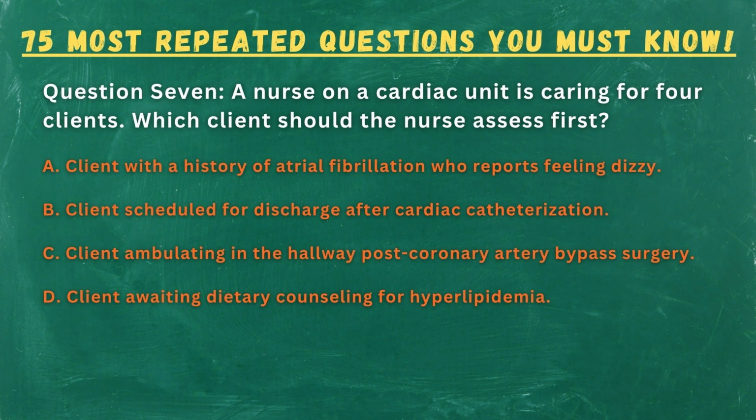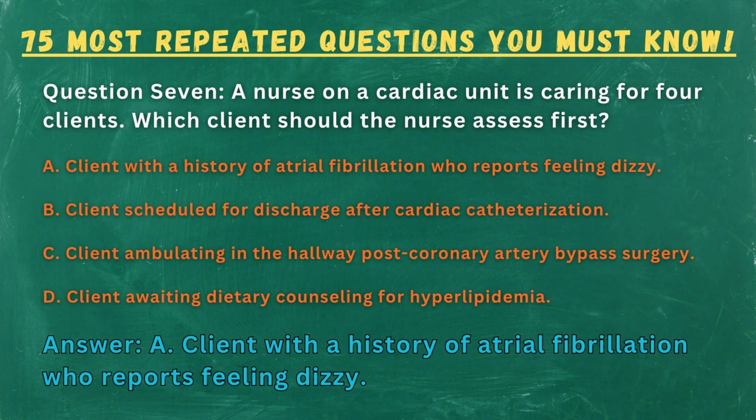Question 7. A nurse on a cardiac unit is caring for 4 clients. Which client should the nurse assess first? A. Client with a history of atrial fibrillation who reports feeling dizzy. B. Client scheduled for discharge after cardiac catheterization. C. Client ambulating in the hallway post-coronary artery bypass surgery. D. Client awaiting dietary counseling for hyperlipidemia. Answer. A. Client with a history of atrial fibrillation who reports feeling dizzy.